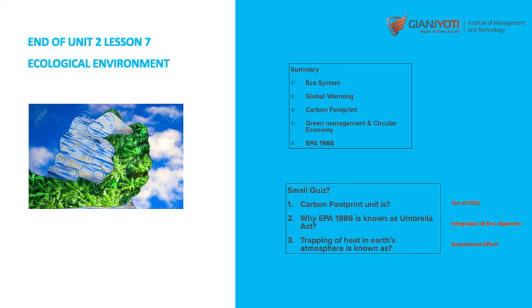So here are the answers, and you can tally those if you have written. The carbon footprint unit is tons of carbon dioxide. EPA 1986 is known as Umbrella Act because it tried to integrate all the isolated and independent environmental agencies of our country. Trapping of heat in Earth's atmosphere is known as greenhouse effect.